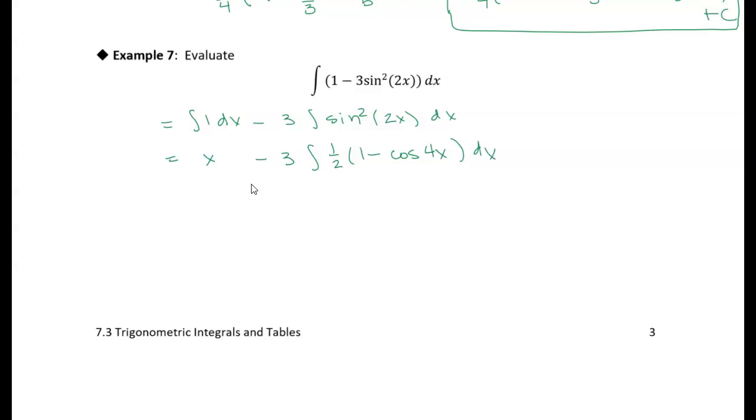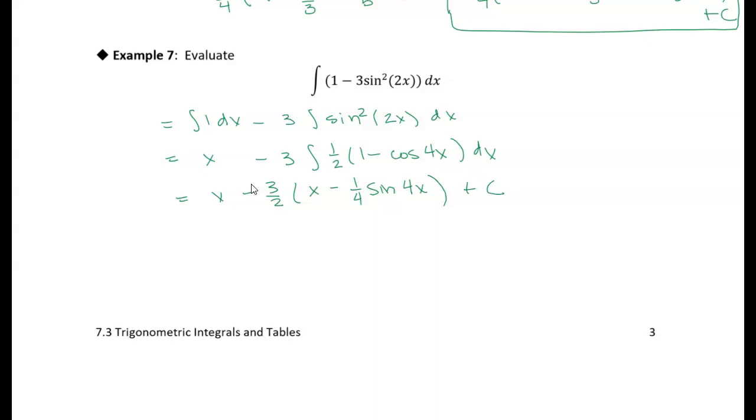Okay, and I can integrate that. So let's do that. So we get x minus, and pull the 1/2 out, so it becomes 3/2, and then integral of 1 is x. The integral of cosine of 4x is going to be 1/4 sine of 4x. Okay, and then plus c.